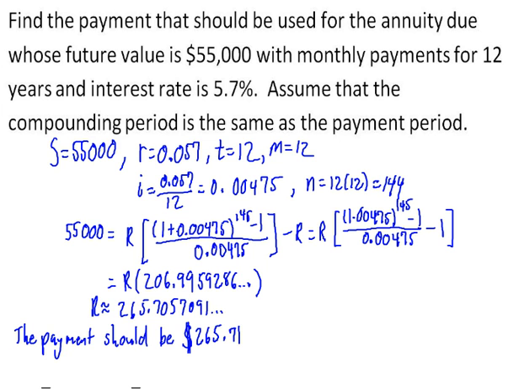Now we could figure out how much interest this person would earn from this annuity. The annuity is going to be worth $55,000 in 12 years, and what this person is going to be putting in is 144 payments of $265.71. So I take the 55,000 minus the 144 times 265.71, and I'd get $16,737.76. So that's how much money is made in interest.